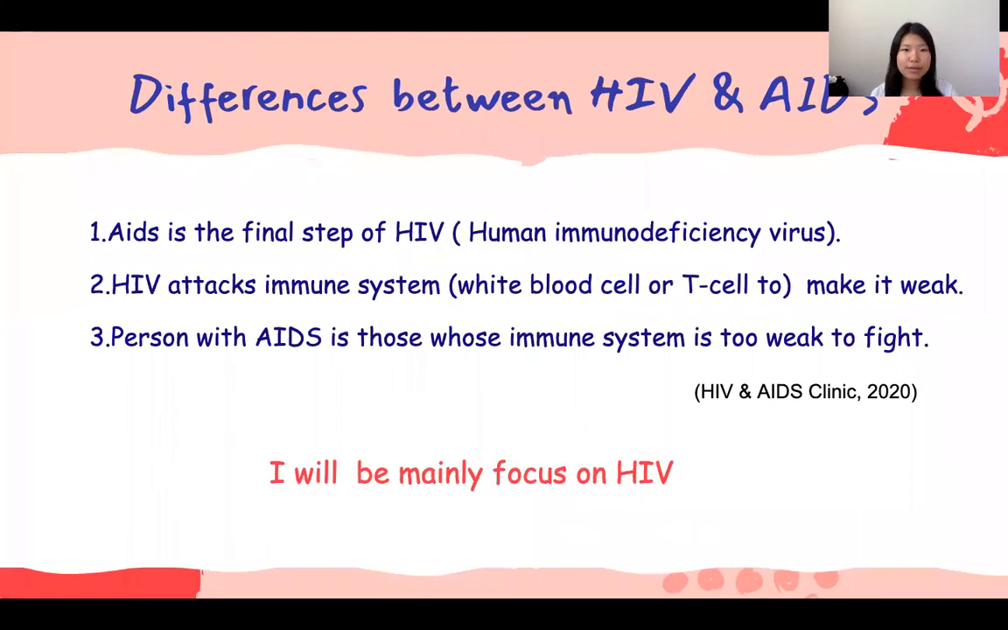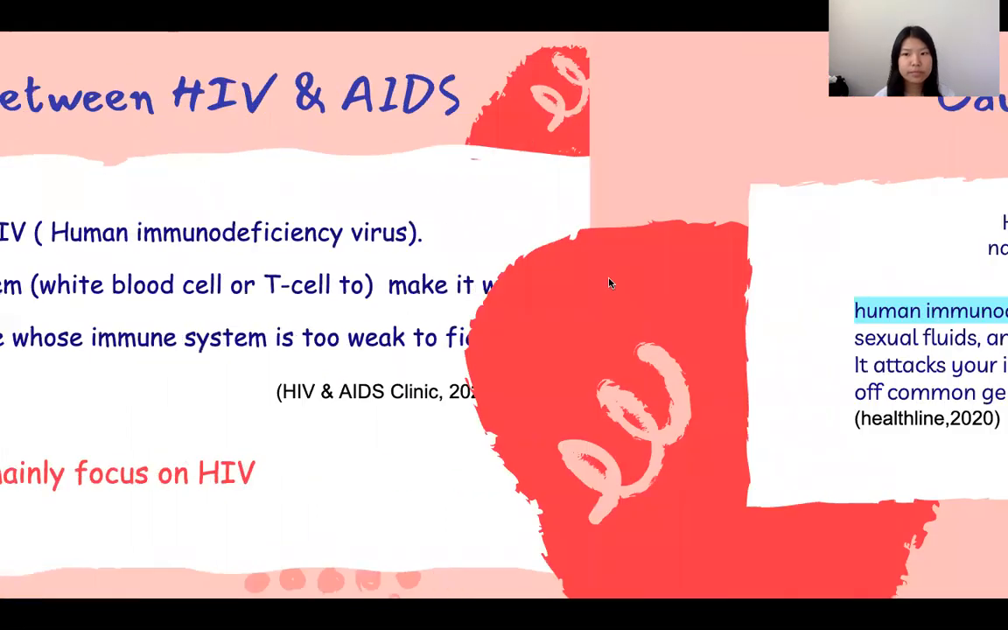So first, I want to start off by telling you guys the difference between HIV and AIDS. So AIDS is the final step of HIV, or human immunodeficiency virus. Next, HIV will attack your immune system, which is white blood cells or T cells, to make it weak. And lastly, a person with AIDS is one whose immune system is too weak to fight off infection. So I will mainly focus on HIV.